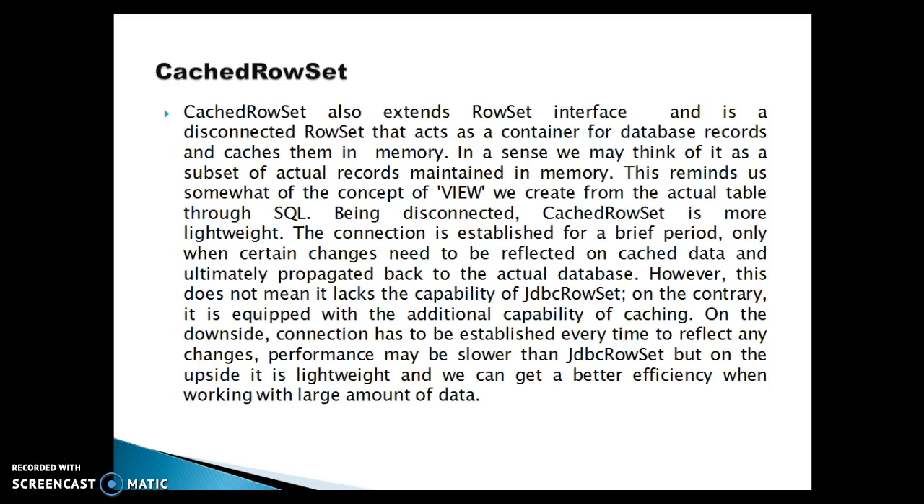Now when we talk about the cached row set, that is the second type of row set. Cached row set also extends the row set interface and is a disconnected row set that acts as a container for database records and caches them in memory. In a sense, we may think of it as a subset of actual records maintained in memory. This reminds us somewhat of the concept of a view we create from the actual table through SQL, right?